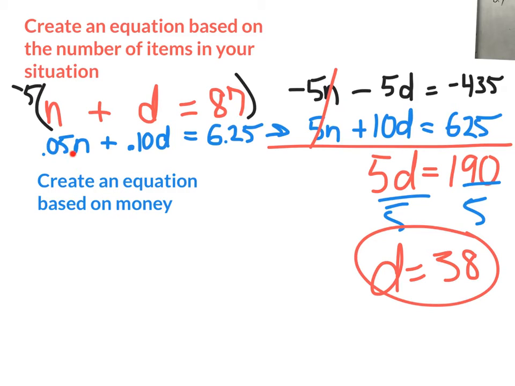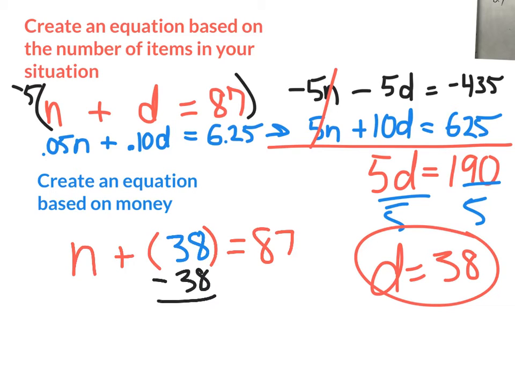So I'm assuming you guys don't want to plug it into the equation with decimals, right? You guys want to go with the top equation? It looks nicer. So let's say n plus d equals 87. N plus d, but I'm going to put the 38 in there instead of d, equals 87. So it really just says n plus 38 equals 87. So what number plus 38 equals 87? If you want, go ahead and show your work by subtracting 38. And we're going to have n equals 87 take away 38, which on a calculator is 49.